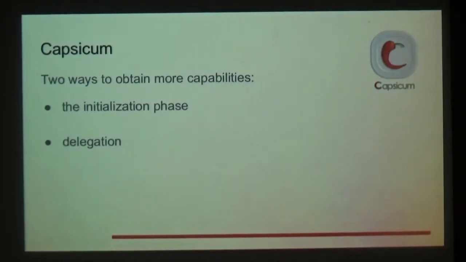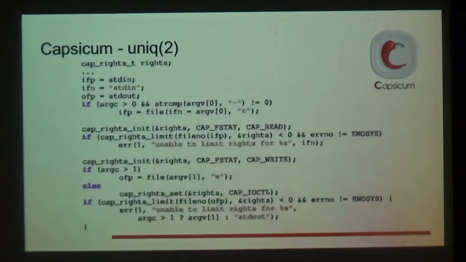So, like I said before, in Capsicum we have two ways to obtain capabilities. One is in the initialization phase, so before entering the sandbox, and another way is by delegation. So one process can delegate to me some right that it has. This is done by file descriptors, and thanks to Unix domain sockets, we can pass descriptors from one process to another one. Unfortunately, Capsicum isn't as easy to use as Pledge, for example, but it gives us a little bit more flexibility.